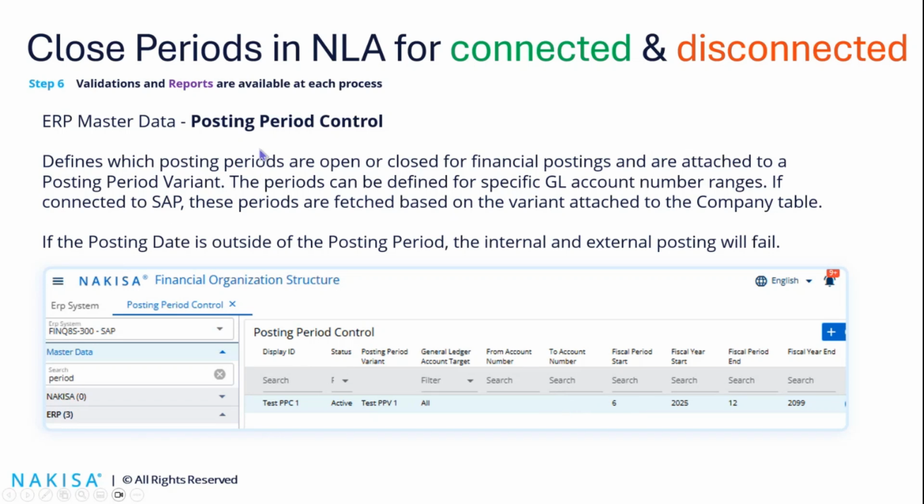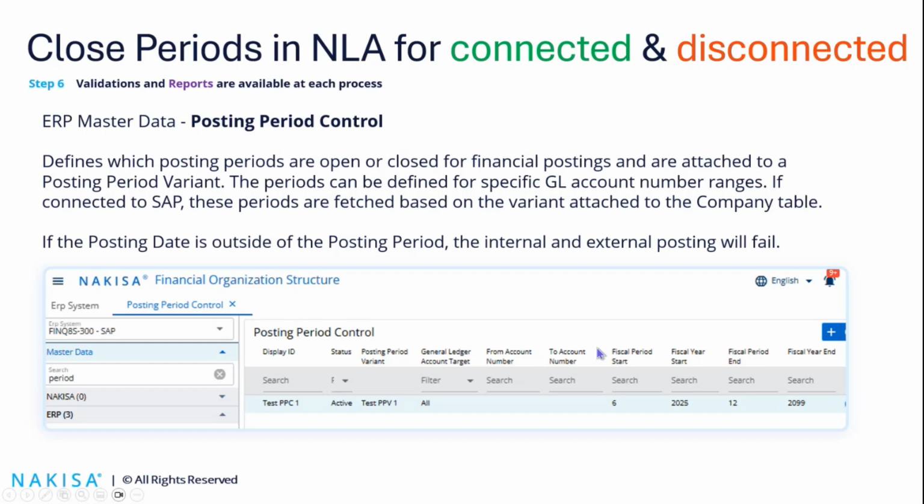So what does this do? In the ERP master data configurations, again for our administrators, the posting period control defines the posting periods which are open or closed for financial postings and are attached to a posting period. It can be specified for specific GL accounts or all of them. The example I'm showing, which was tested, is for all GL accounts. If the posting is done outside the posting period, the internal and external postings will fail.